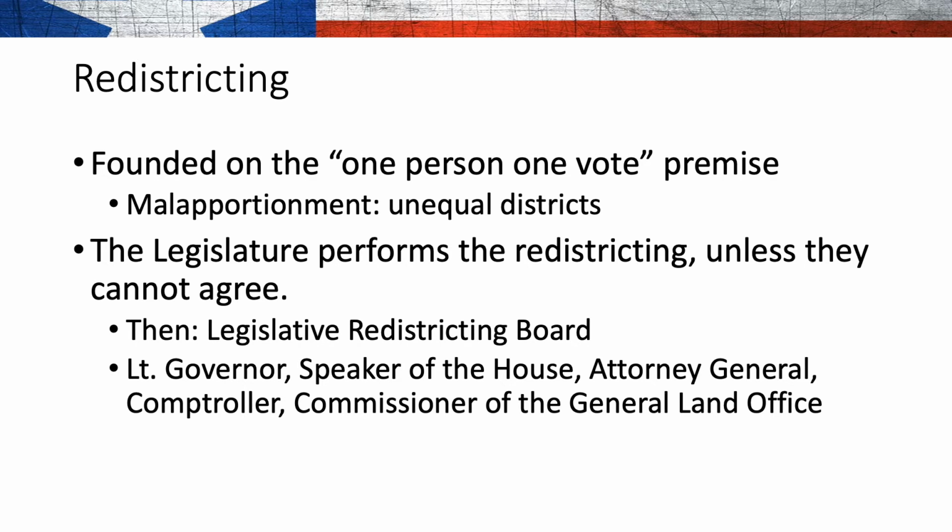When we talk about redistricting, it is based on the one person, one vote premise. And so that's why, when we talked about Senate members representing about 811,000 people, that means that every Senate district is roughly 811,000 people in size. So one person, one vote means that districts are drawn on population, not just on the size of the city.